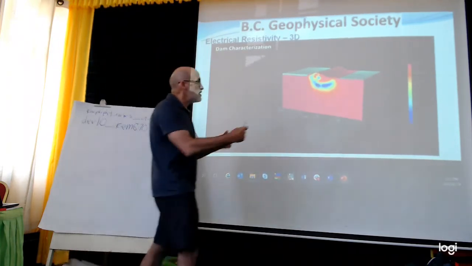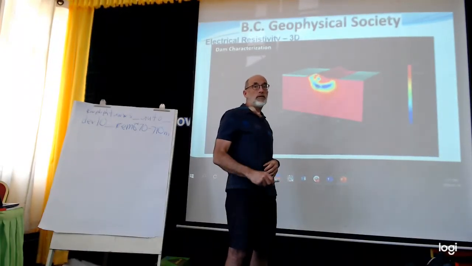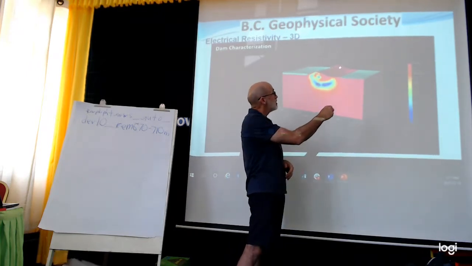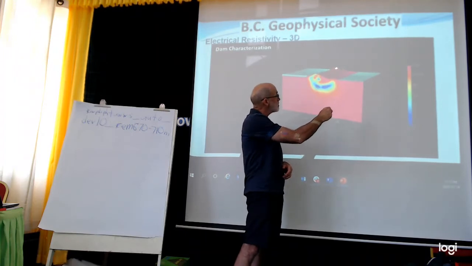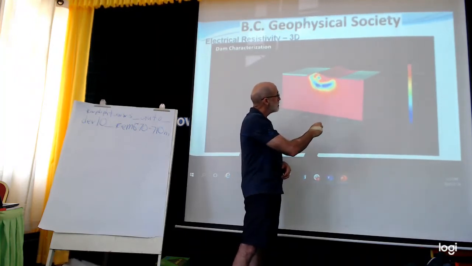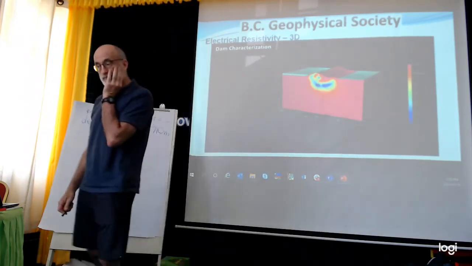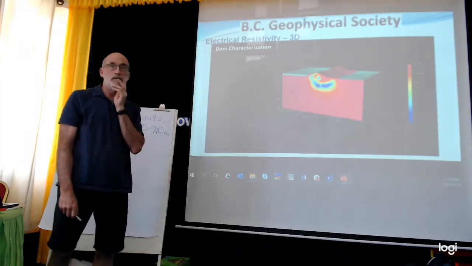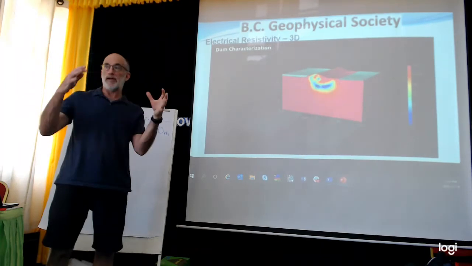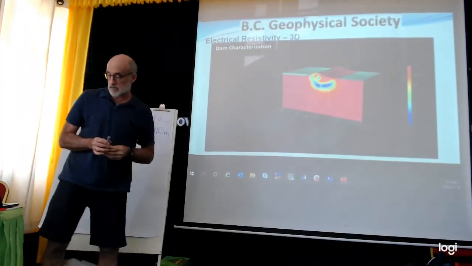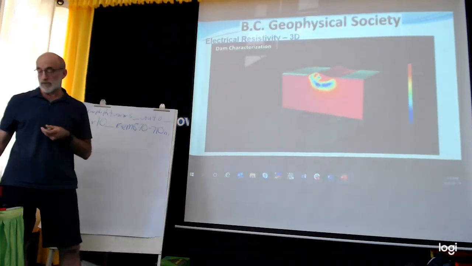So this is a 3D slice. We did a three-dimensional survey with a line of electrodes in the reservoir, a line along the top, a line here, and a line down here. And that's how we can get a 3D image. So we had 120 electrodes out for that survey.